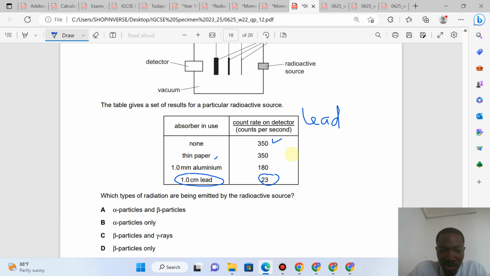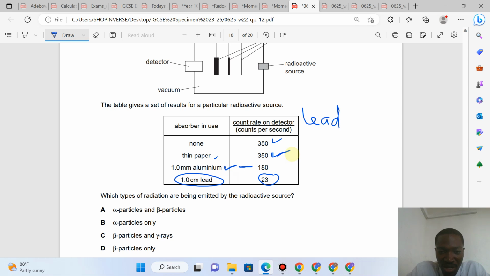When you are using tin paper, you have 350. So it's as if this tin paper is not effective. Tin paper can only block alpha particles, but you can see there's no difference. That means alpha particle is not being obstructed. That means there's no alpha particle in this case. Now aluminum can only block alpha particles and beta particles. You can see there's a reduction when you use aluminum. That means beta particles are present.